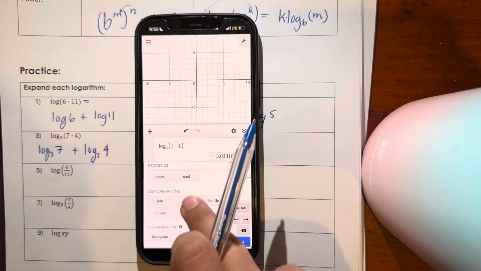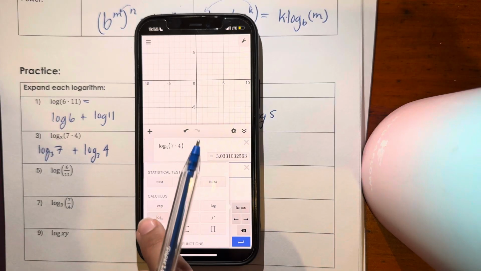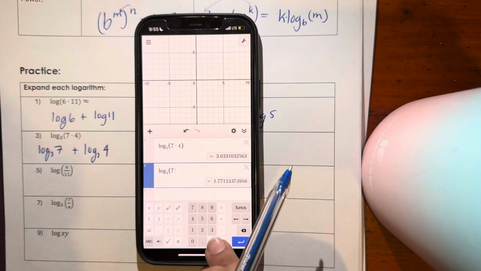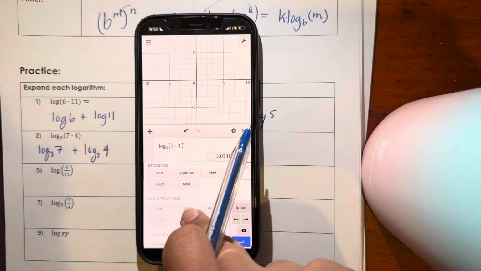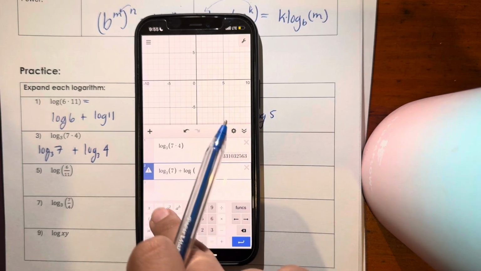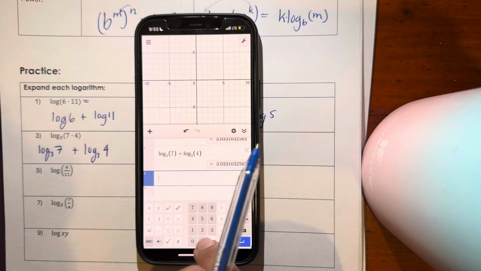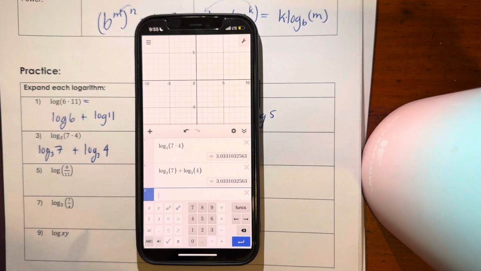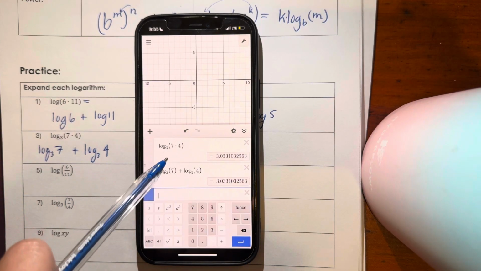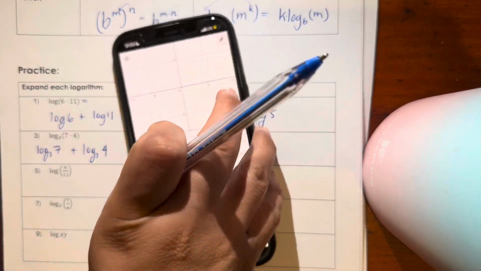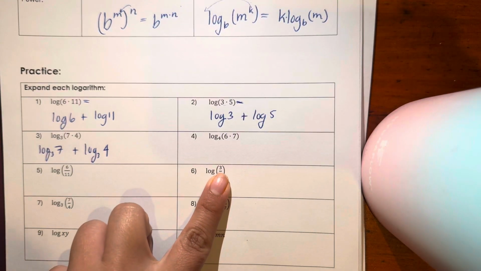Again, go back, log base 3 of 7 plus log base 3 of 4. If you get the same decimal, you know you did it right. Here they have one log, here they have their own, and it is the same exact decimal on the calculator. Okay, so that's kind of how they work.